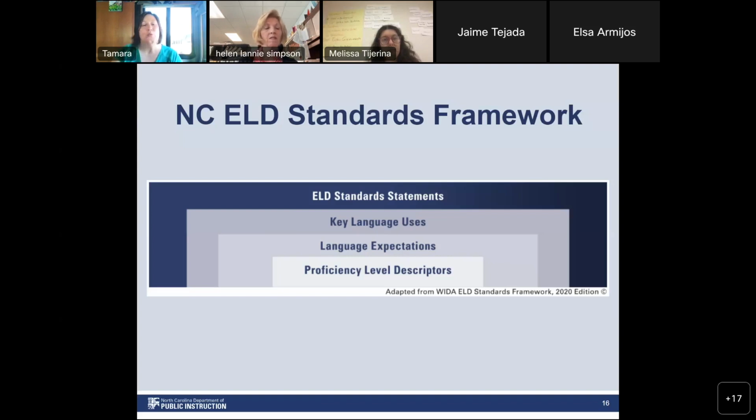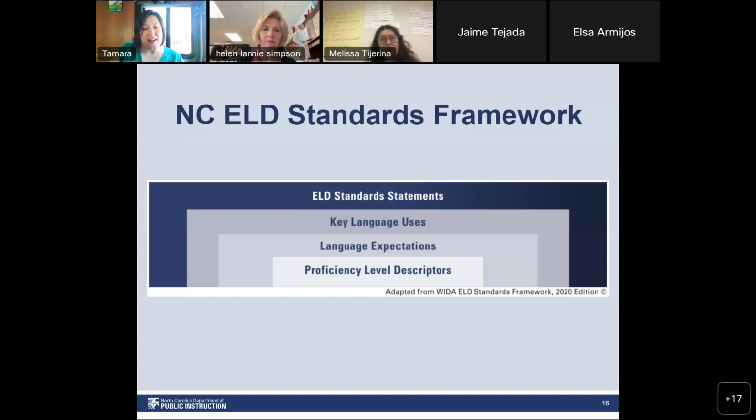And then finally, we have proficiency level descriptors, which detail possible language trajectories across the 6 levels of language. They're not embedded in content, but they describe language at the discourse, sentence, and word level.